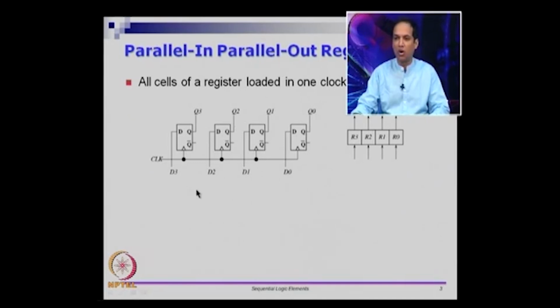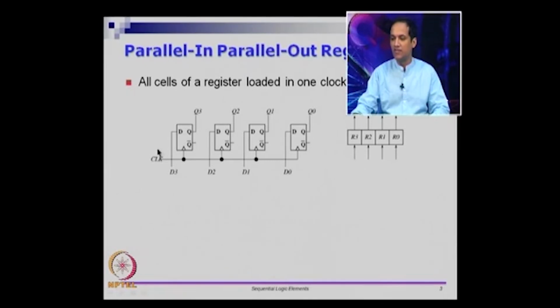You can see that all the data inputs are coming in parallel at the same time, and all the data outputs, the flip-flop outputs, can be read simultaneously. All these bits Q3, Q2, Q1, Q0 can be observed simultaneously. So this is called a parallel in, parallel out register. Many times we will just say that this is called a register itself.